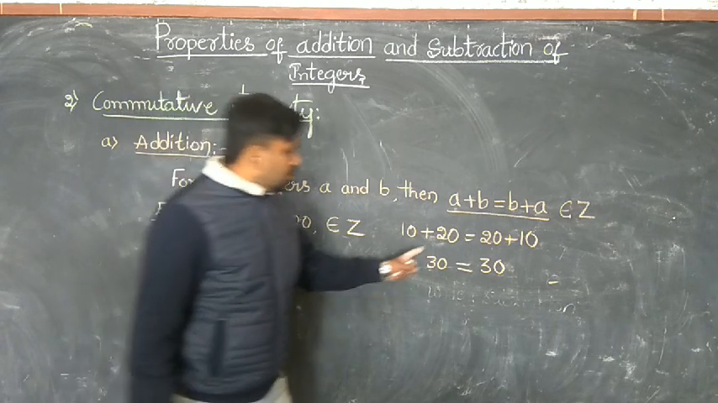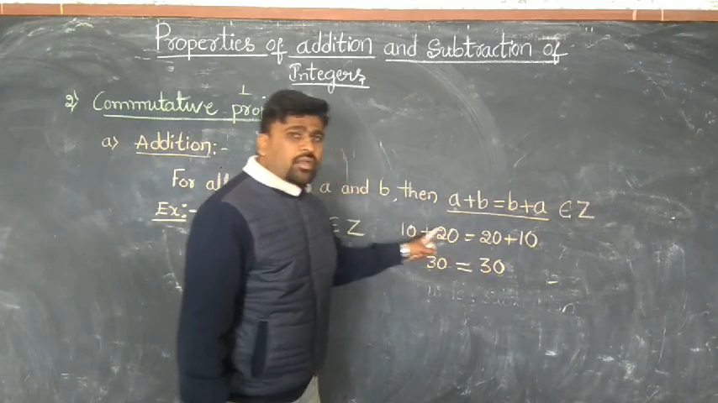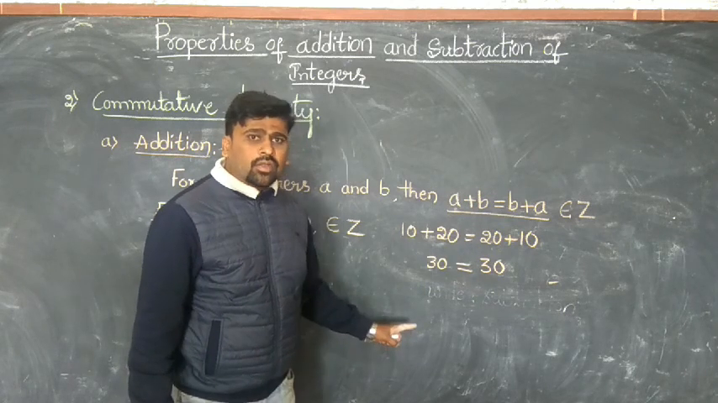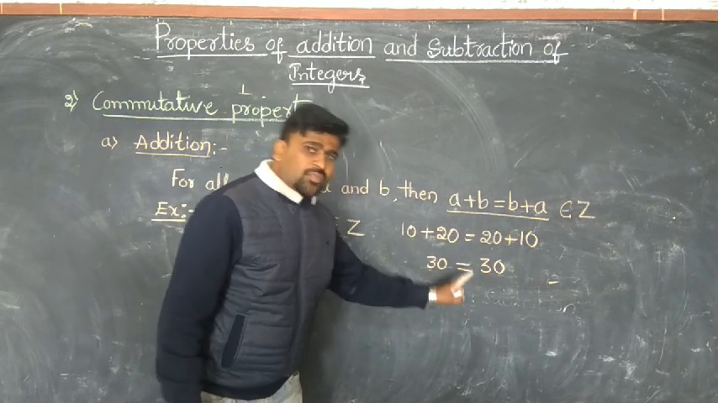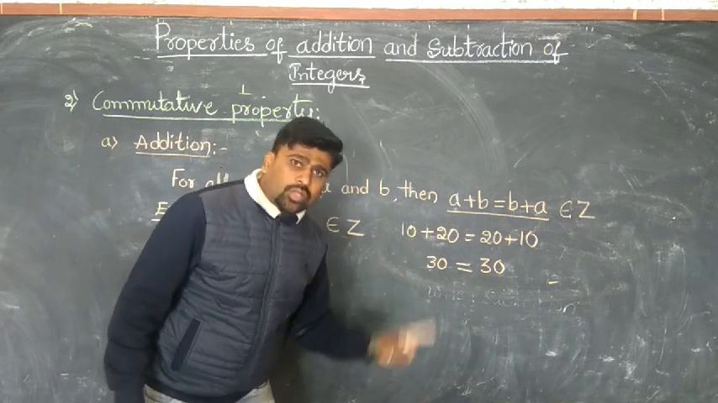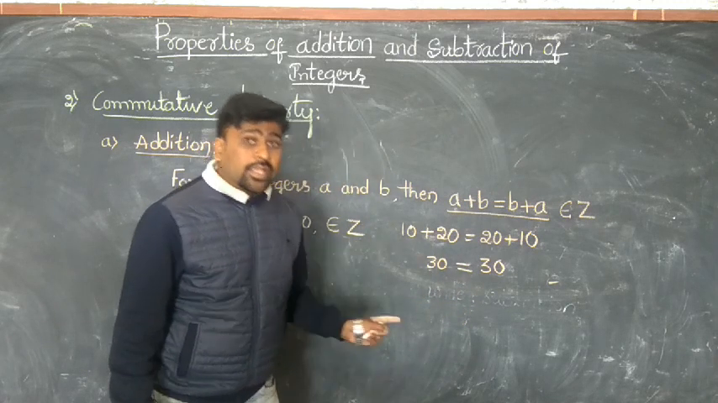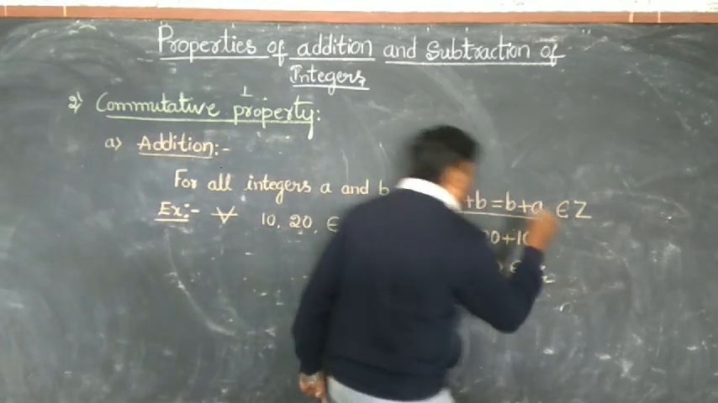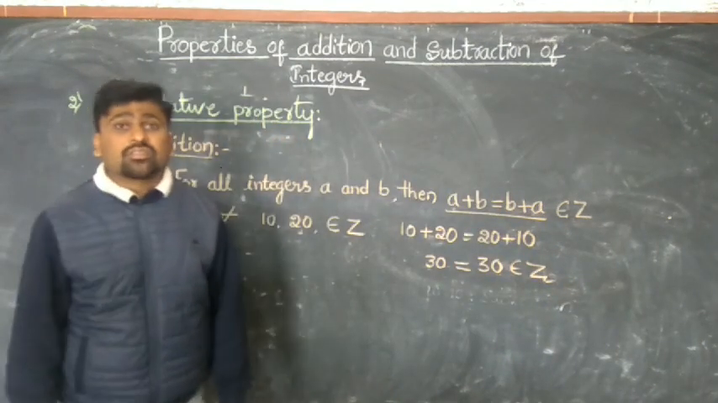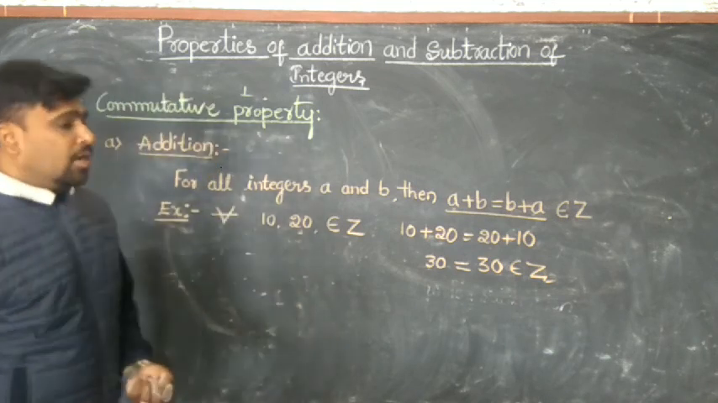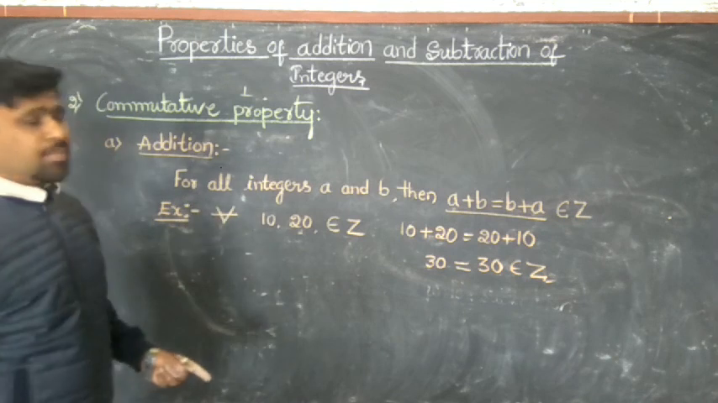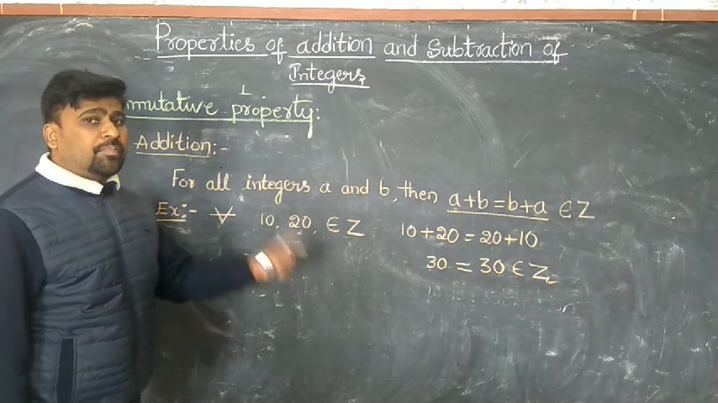Clear? LHS is 30 and RHS is also 30. Same answer should come. Clear? Is equal to means the LHS part and RHS part are both equal. And 30 belongs to the integers, it belongs to Z. This is the commutative property under addition, that is A plus B is equal to B plus A.